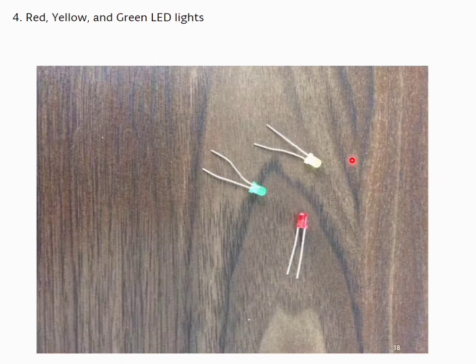Next, we will need three LEDs: red, yellow, and green. One important thing to know is that any LED has two legs. You can see this green LED has two legs. The lengthier leg is called the anode, and the shorter leg is called the cathode. So if you want to glow the LED, you have to connect the lengthier leg, the anode, with the positive polarity of the battery.